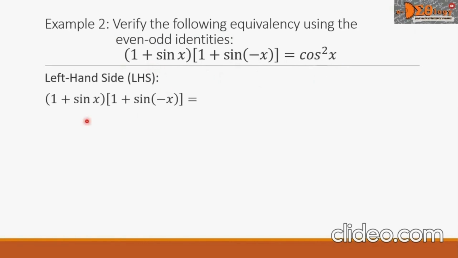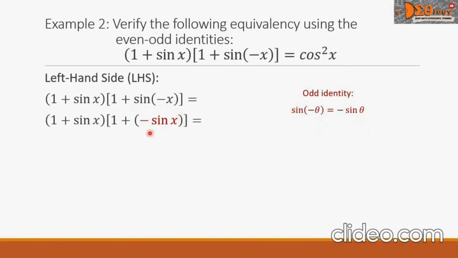I will copy again the left hand side here. There is a term here, the sine of negative x, to be simplified using the even-odd identities. From the odd identity, we have this sine of negative theta equals negative sine theta. Using this idea, I will now simplify this sine of negative x. It is now replaced by negative sine x. And to simplify the plus and the minus, I will simply write minus. So the new left-hand side is 1 plus sine x times 1 minus sine x.